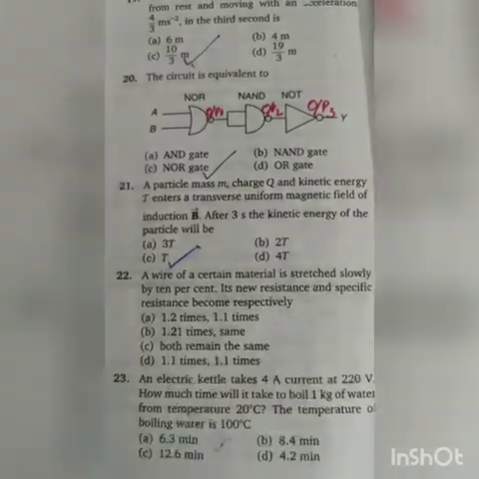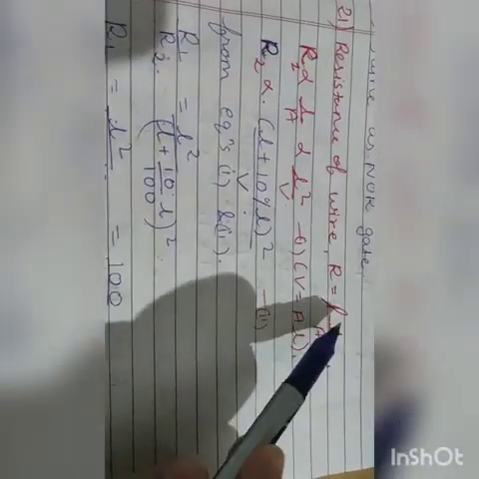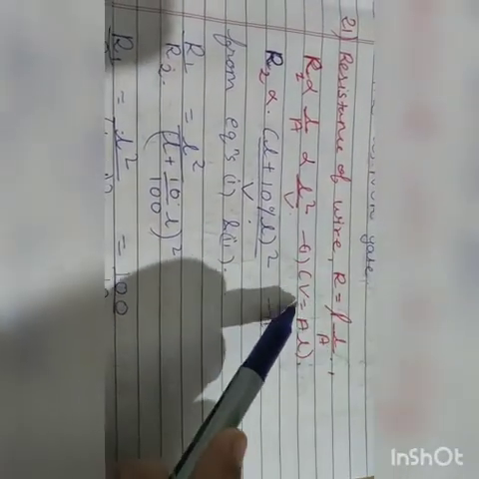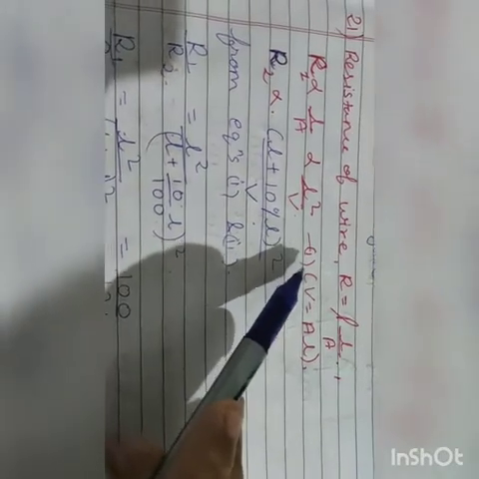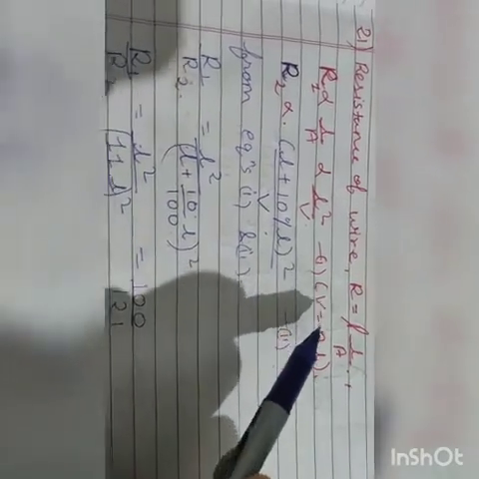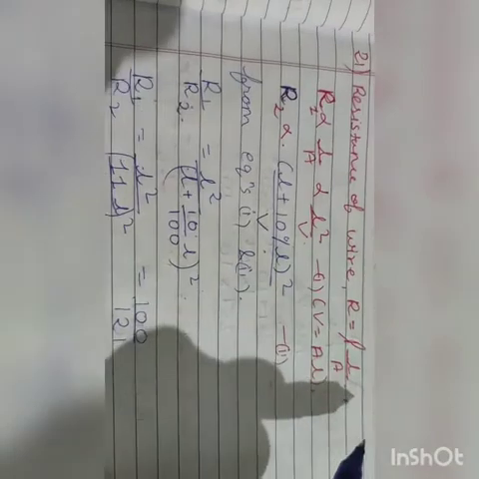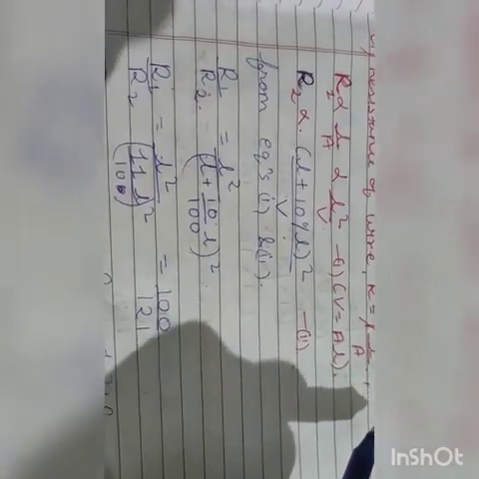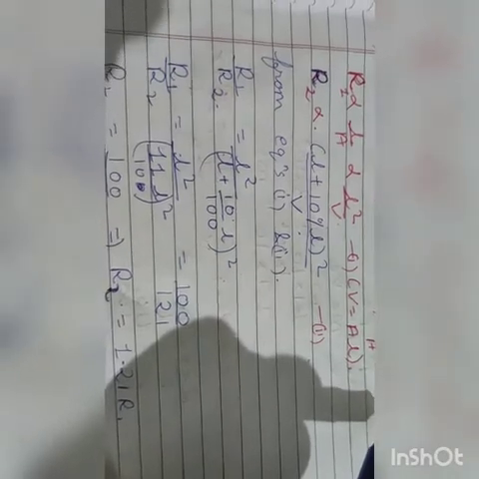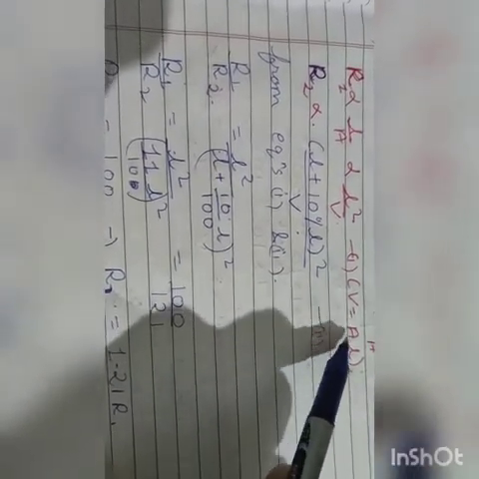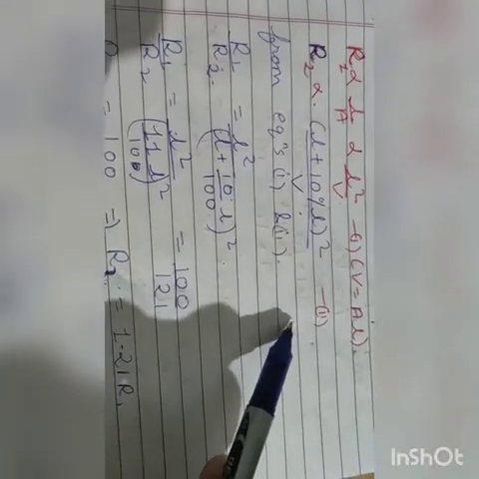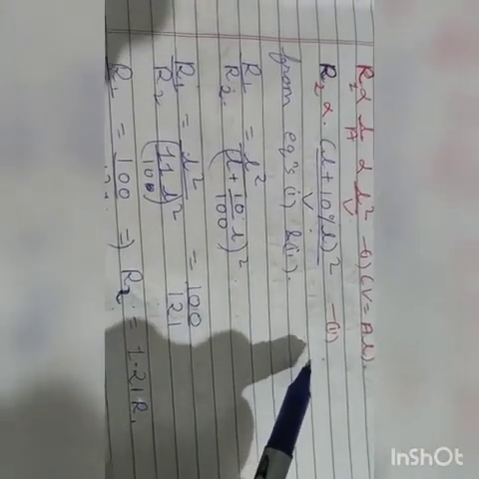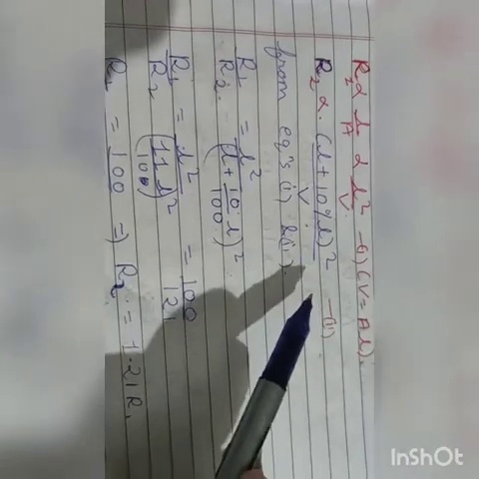So resistance of wire R is equal to rho L by A. Now we will take two values: first is final and second is initial. So R1 for initial and R2 for final. R1 is directly proportional to L by A, and it is directly proportional to L square by V, as we know that volume is equal to area into length. And R2 is directly proportional to (L plus 10% L) square by V.